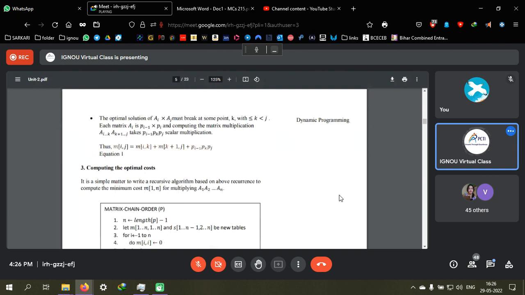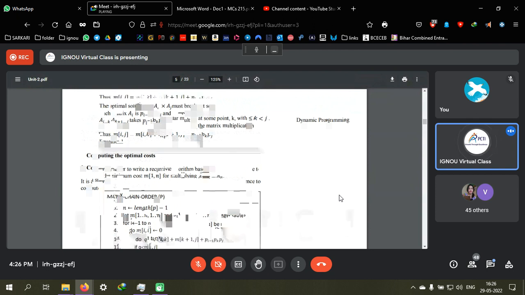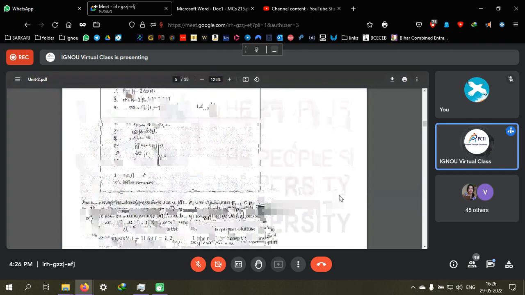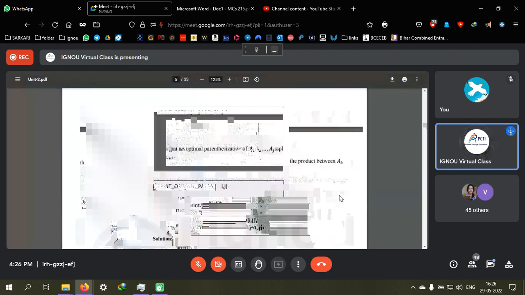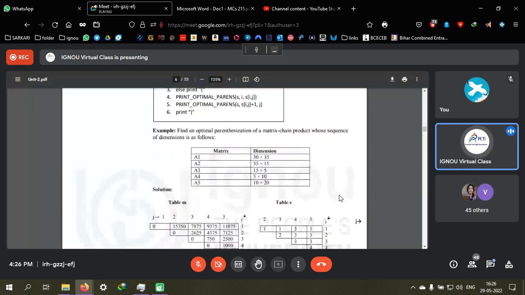We will implement it with one example. So let's take the example first and then come back to the steps. Here, find an optimal parenthesization of a matrix chain product whose sequence of dimensions is this. A1 is a matrix with dimension 30 into 35. A2 is a matrix with dimension 35 into 15. A3 is a matrix with dimension 15 into 5 and so on.